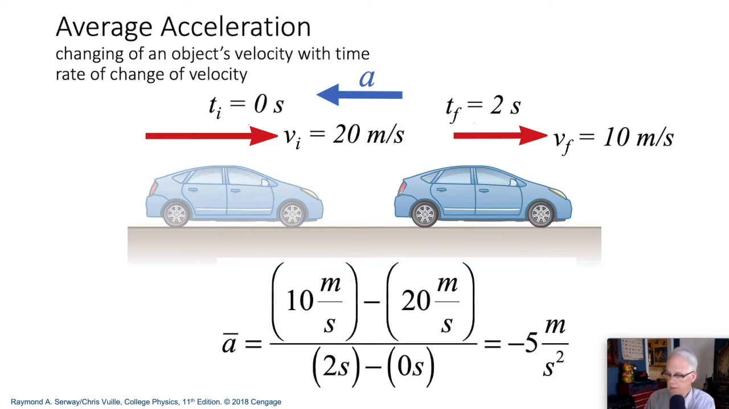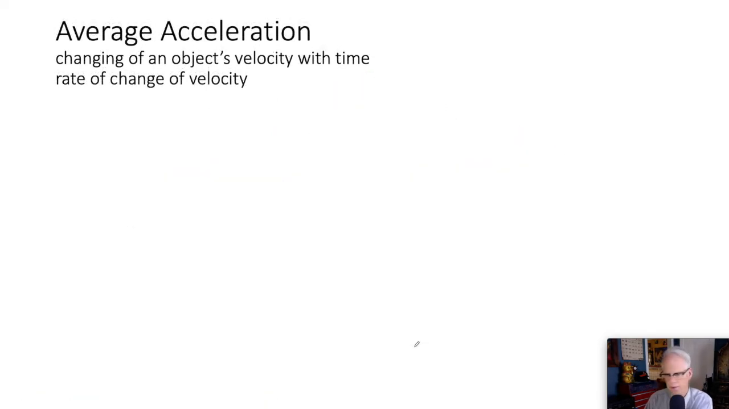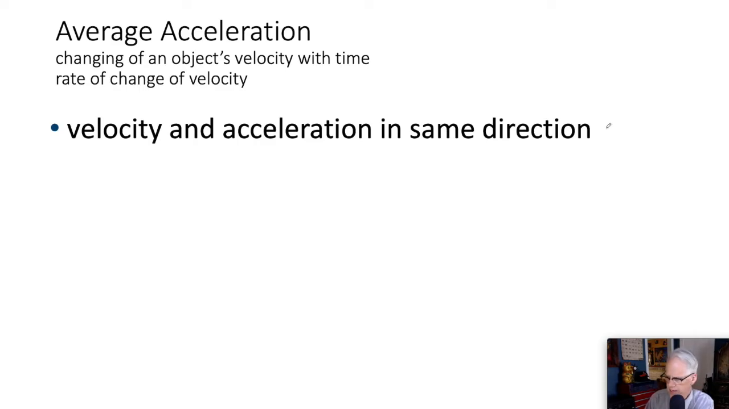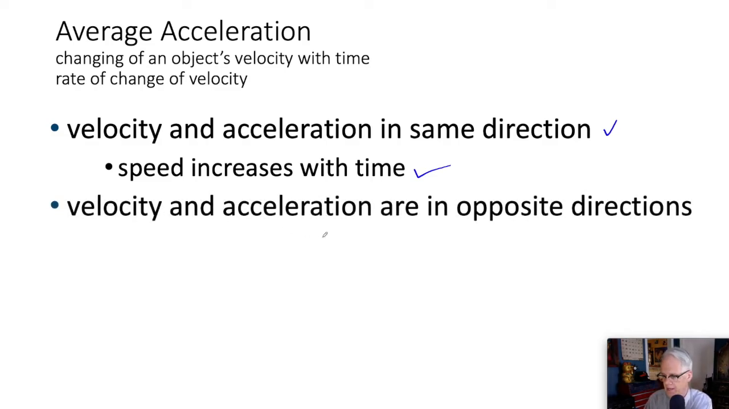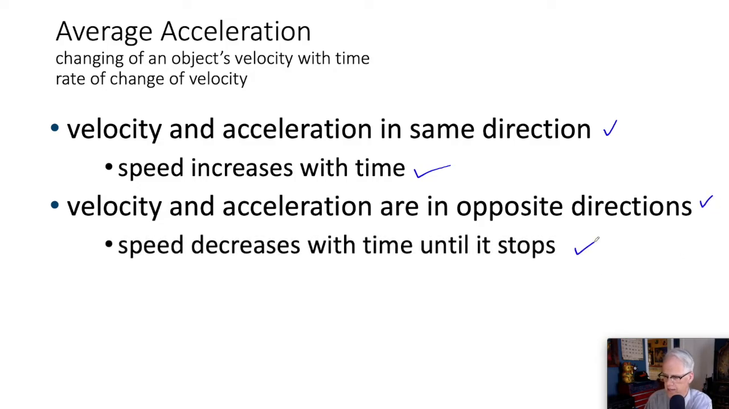Now, what does this mean? What does negative 5 meters per second squared mean? If this is an average acceleration, it means that the car is going to change its velocity by negative 5 meters per second every 1 second. So a few things to remember here. If velocity and acceleration are in the same direction, it will be speeding up with time. If the velocity and acceleration are in opposite directions, you will notice that it's going to be slowing down.